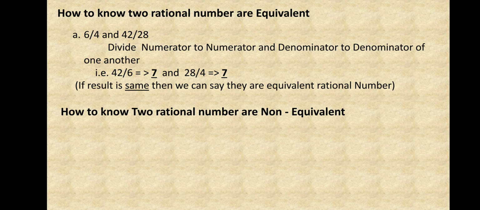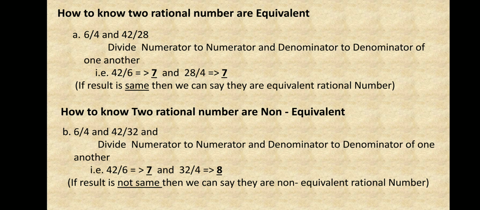And how will you know whether two rational numbers are non-equivalent rational numbers? You have the question as 6 by 4 and 42 by 32. What should you do over here again? You have to divide the numerator by the numerator and the denominator by the denominator of one another. The numerators are 42 and 6, and the denominators are 32 and 4. So when you divide 42 by 6, you get 7. But when you divide 32 by 4, what do you get? You get 8, and 7 and 8 are not the same, so the result is not the same. When the results are not the same, you call them non-equivalent rational numbers.